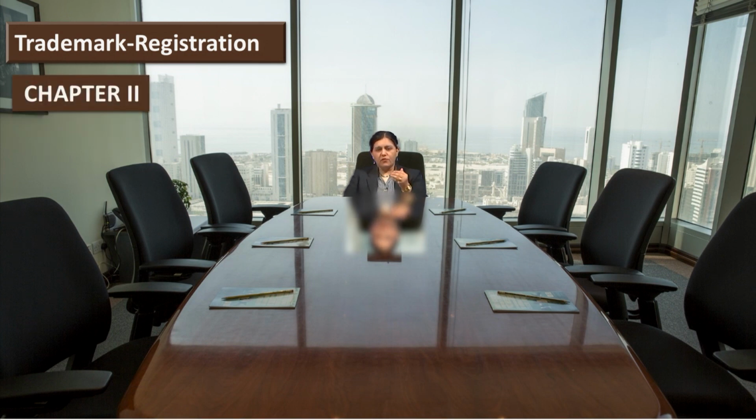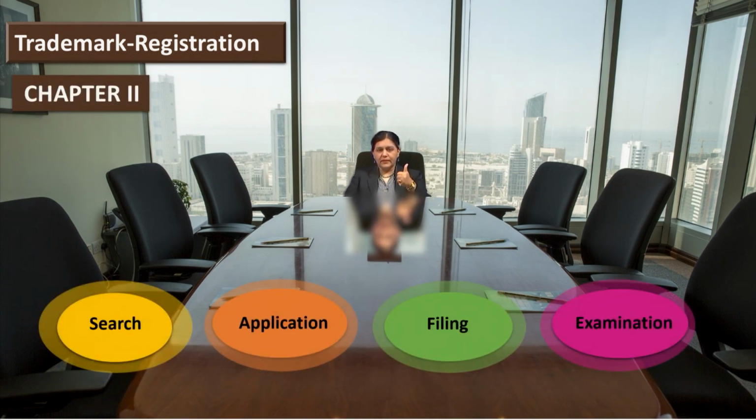There are mainly 4 steps: trademark search, application preparation, application filing, and then the government processing, where the trademark registry follows certain procedures of examination. That is the 4th step.